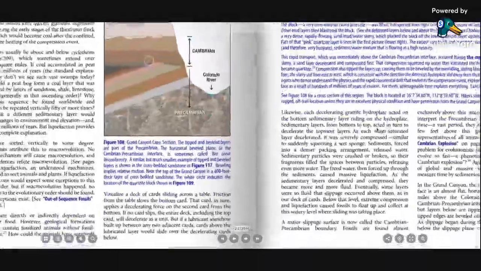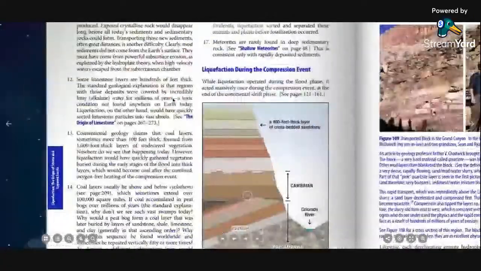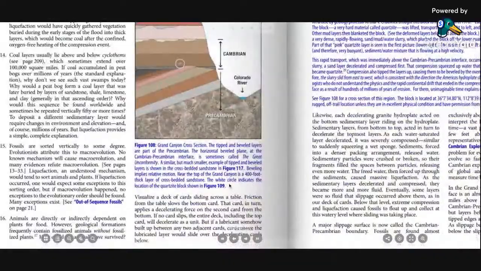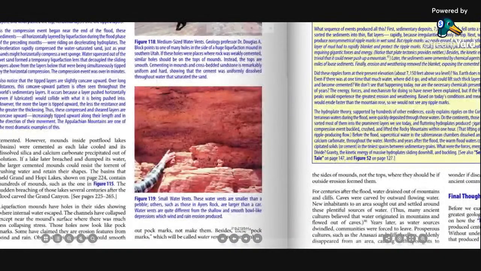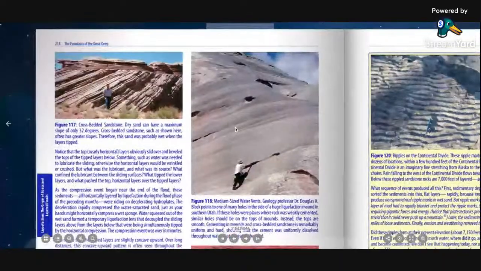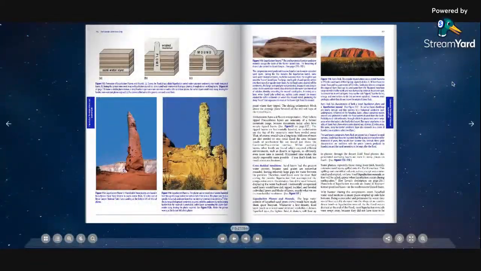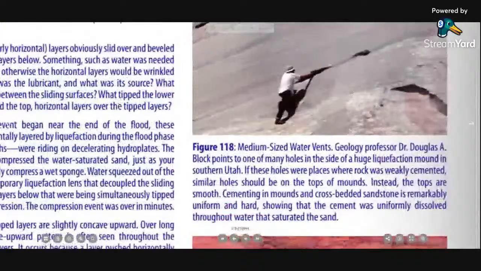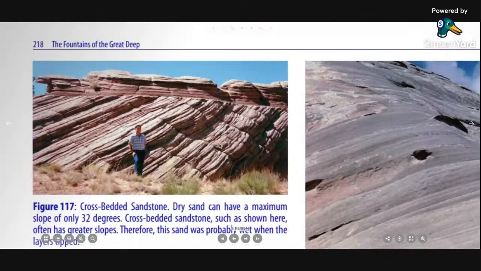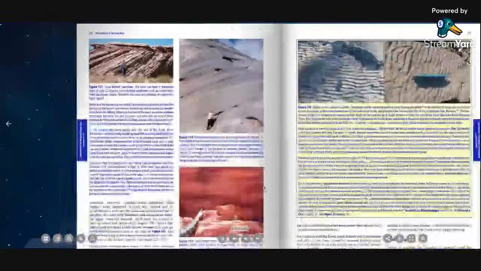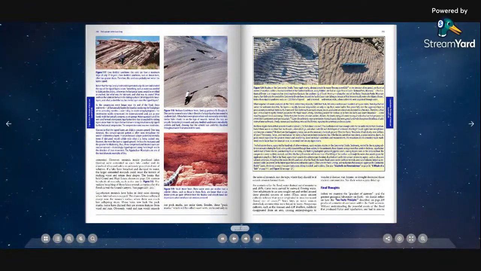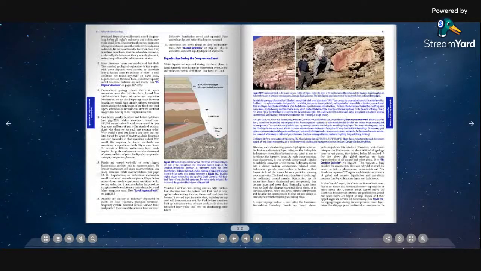Wow. And let's take a look at the cross-bedding. What page are we at? 213. Cross-bedding sandstone. Yeah, right there. There's the cross-bedded sandstone. Wow. Let's go back. Okay, so we saw figure 108.